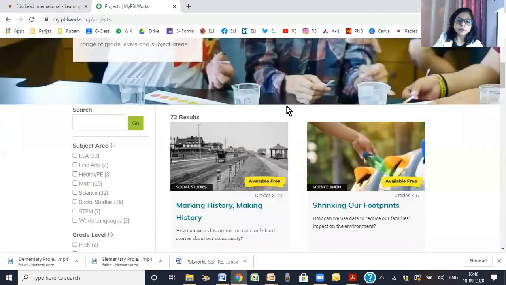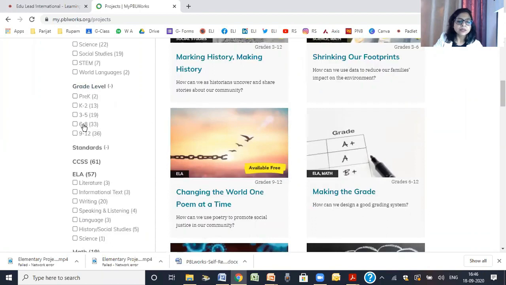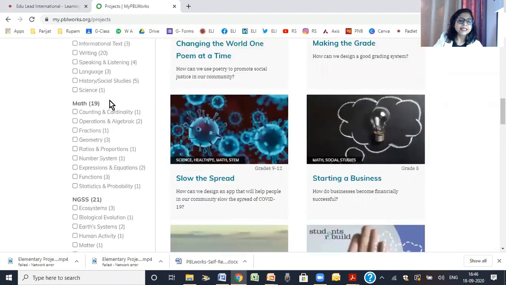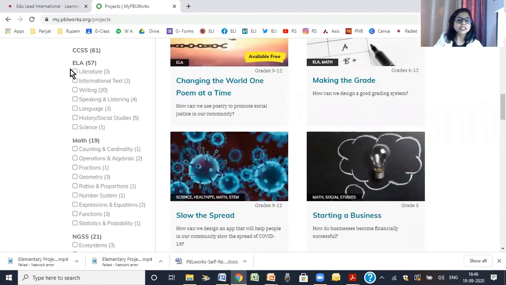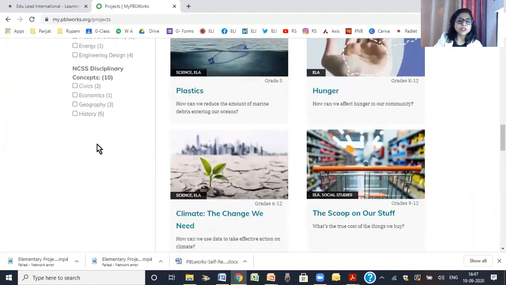If you come to this projects page, you will find that there are 32 different projects for English language, 7 for fine arts, 3 for physical education, 19 projects for mathematics, 22 for science, 19 for social science, and then STEM included, and different world languages. It is also categorized based upon the grade levels. Within English language teaching, it's about literature, international text, writing, speaking, listening, and so on. So it's also divided over here. Mathematics, and so you can just explore it on that basis.